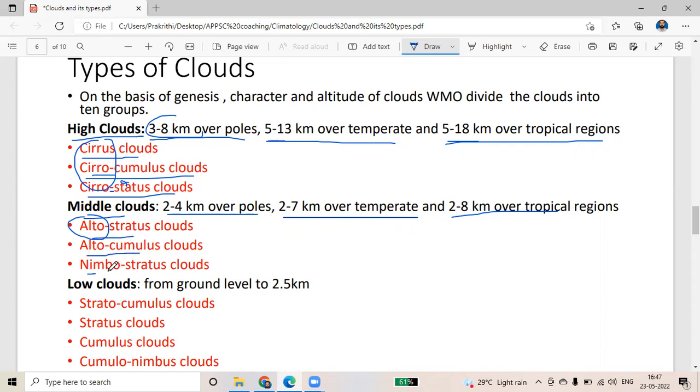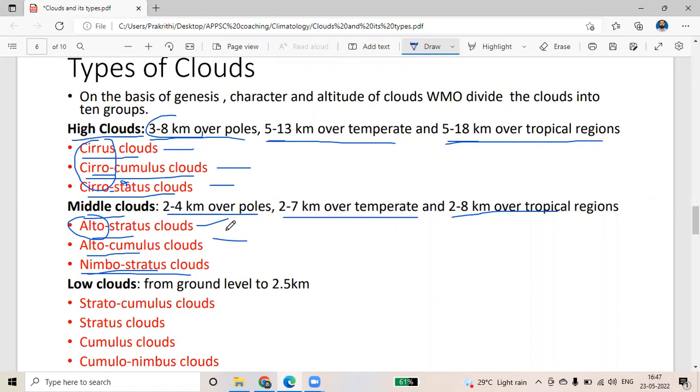Again one more, that is nimbostratus. Nimbus clouds, we know, are rainy clouds, and stratus means strata. So stratified rainy clouds, we can say, are nimbostratus. That is also within the middle clouds. So it is the same: stratus is there, cumulus is there. Instead of cirrus, here we have alto. Nimbostratus clouds are in the middle layer, and the average depth is 2 to 4 kilometers over poles, 2 to 7 kilometers over temperate regions, and 2 to 8 kilometers over tropical regions.